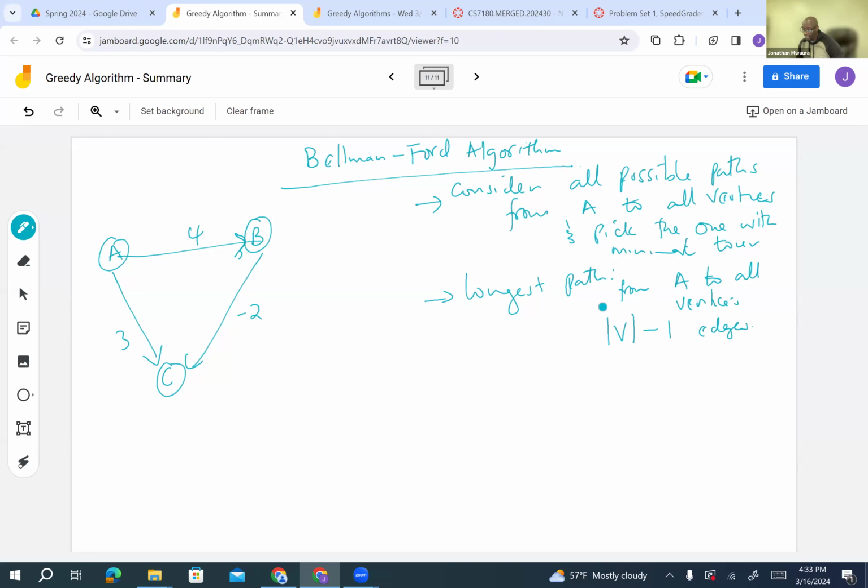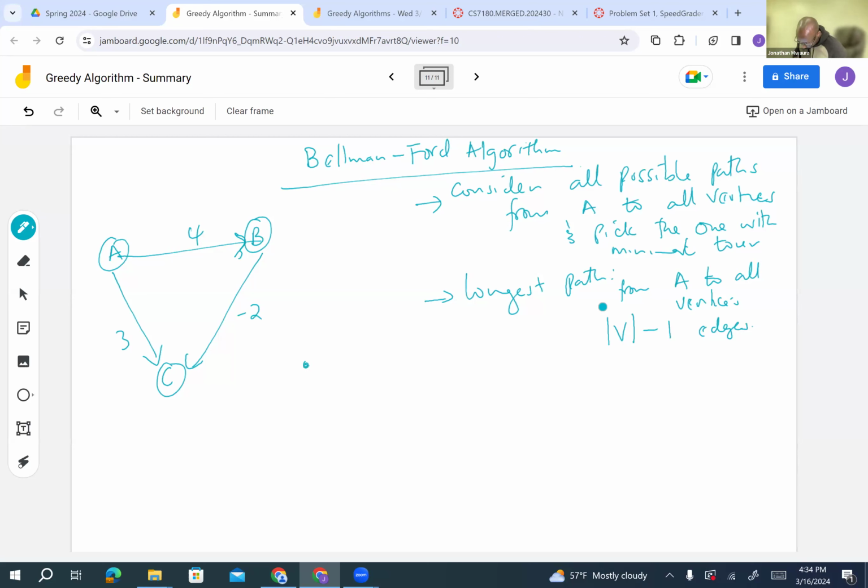Actually, that's a good question. It might not really be the longest in terms of the total weight, but in terms of the total number of edges. The one with multiple edges might go through V minus 1 edges. So that tells us this: supposing we were to repeat going through this graph, relaxing the edges V minus 1 times.